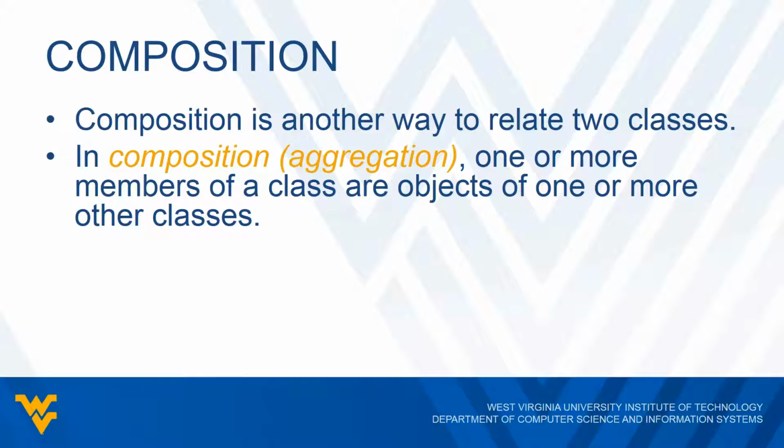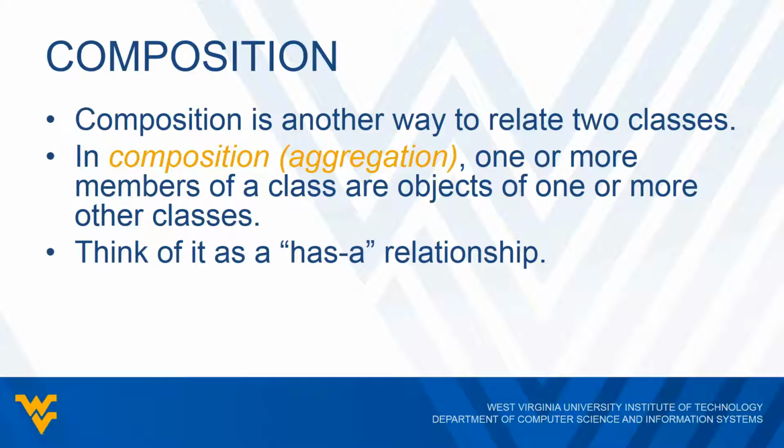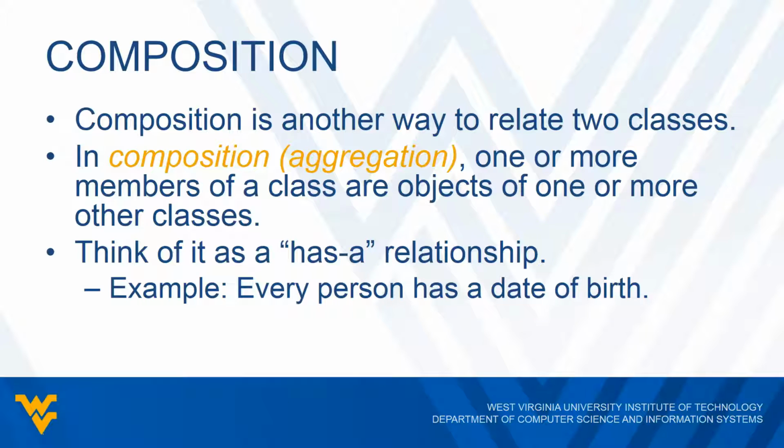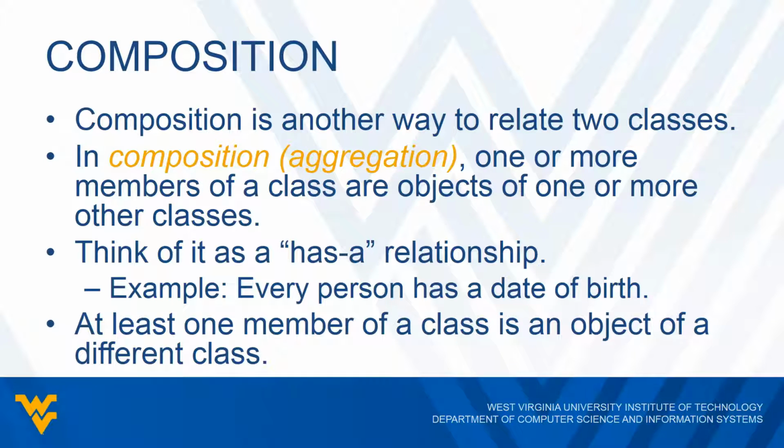The idea with composition is that you have a member of a class actually being an object of some other class. In fact, you can have several members in your class, and each one of them would be an object of one or more classes. You can think of this as a "has a" relationship. For example, each person has a date of birth, and that date of birth could have information such as the month, the day, the year, and so forth. So what we're saying here is that at least one member of our class is an object of a completely different class.